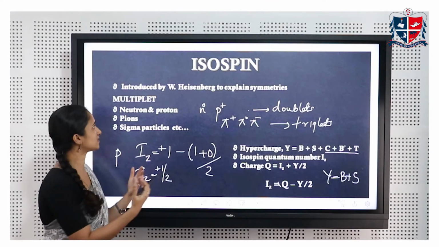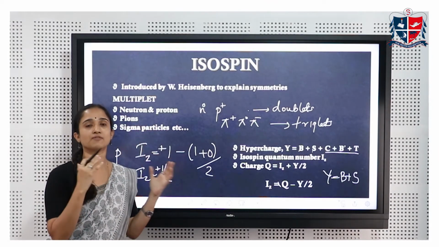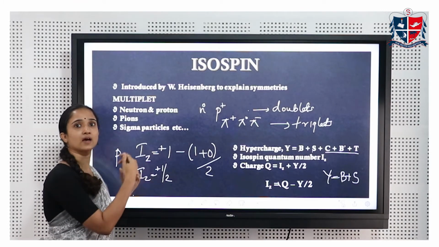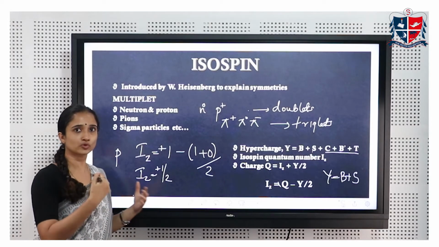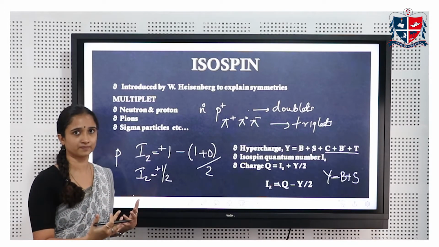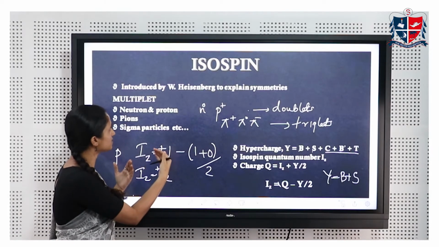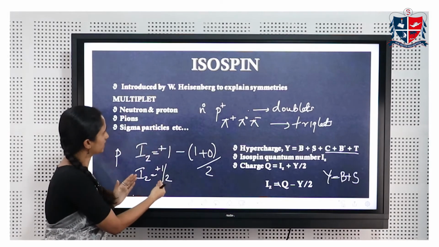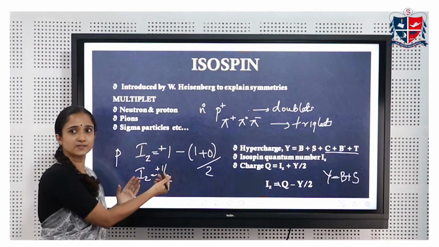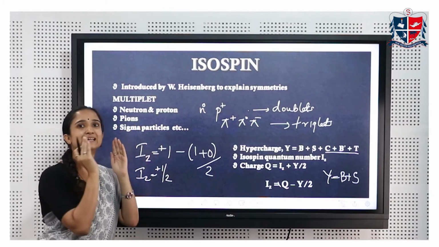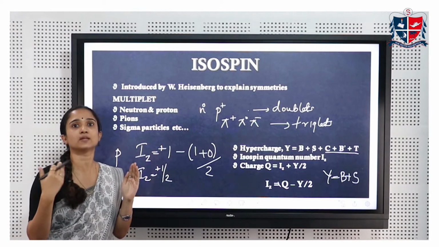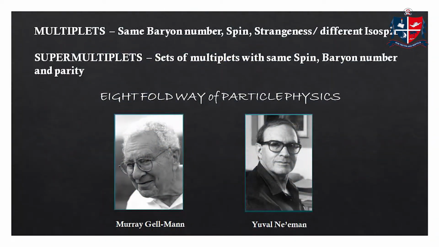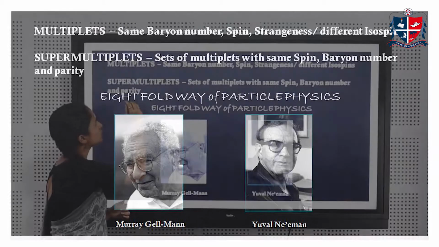So we can consider the neutron and proton as a single fundamental particle called the nucleon, one with a positive isospin and the other with a negative isospin. This is the significance of the isospin quantum number. The isospin quantum number distinguishes the different particles which belong to a particular multiplet. Similarly, we can find the isospin quantum number for the pion and sigma particles. So we can understand that they are fundamentally a single particle with different isospin quantum numbers. Now, based on this isospin, we are going to see what is called a super multiplet.